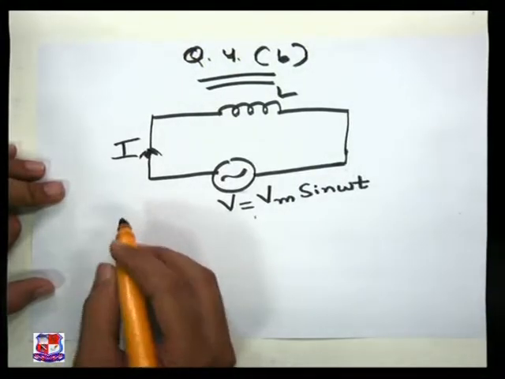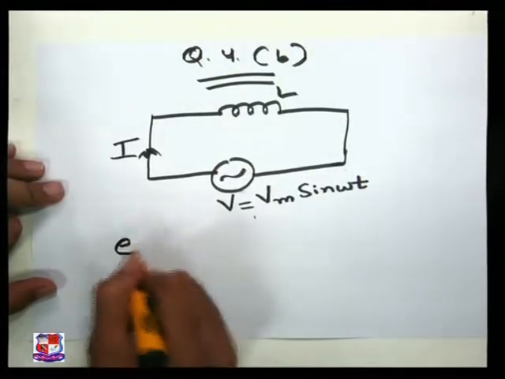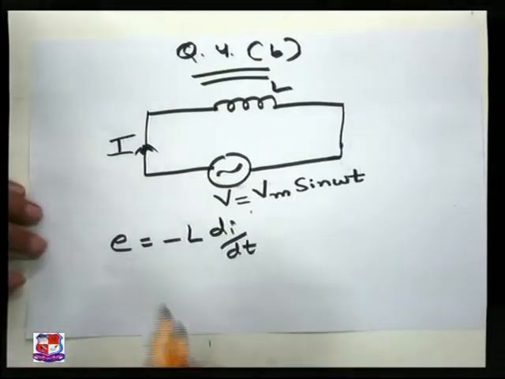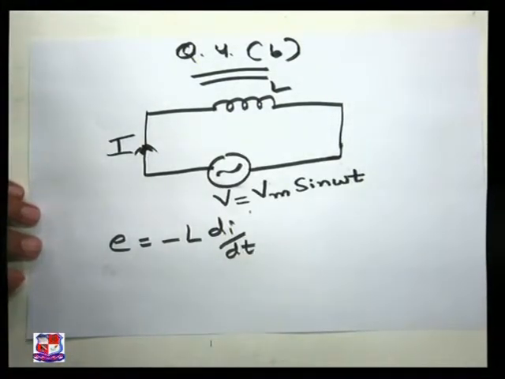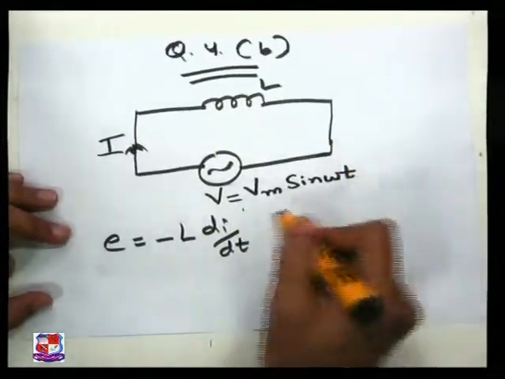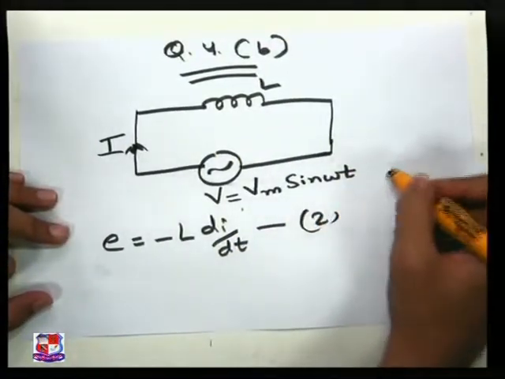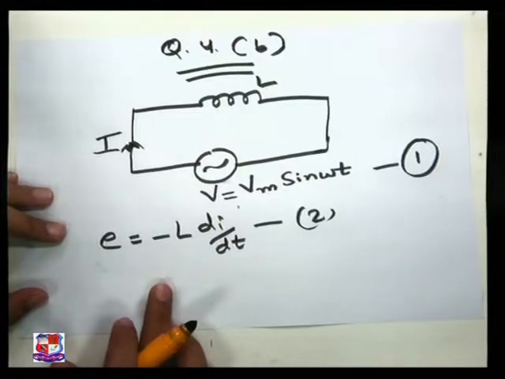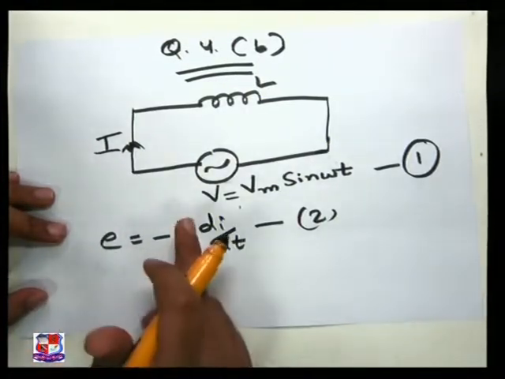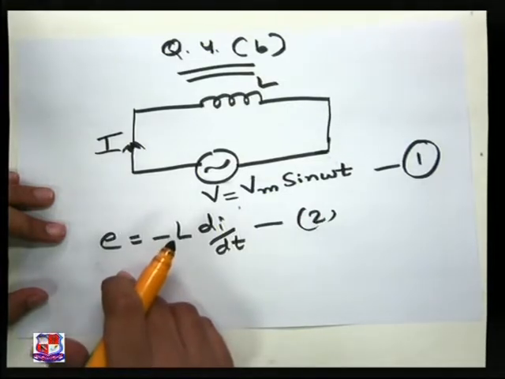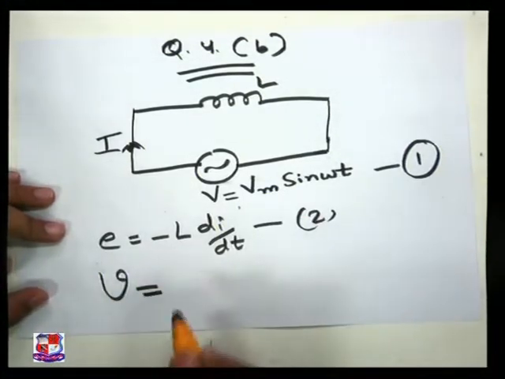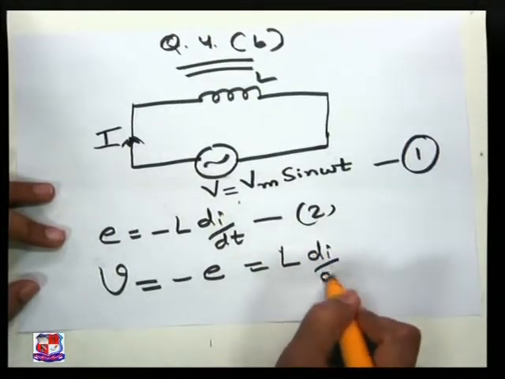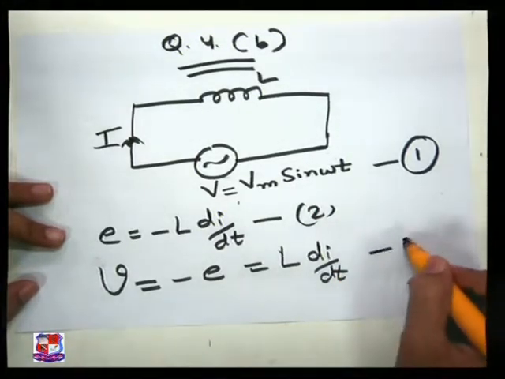The self-induced EMF at any instant of time will be equal to minus L di by dt. Why a negative sign? The negative sign shows that it is an opposing EMF, right? So we can keep these equations: first equation V equal to Vm sin omega t, and e equal to minus L di by dt. The voltage applied is equal and opposite to this self-induced EMF, so we can write V equal to minus e, that is equal to L di by dt. This is equation 3.